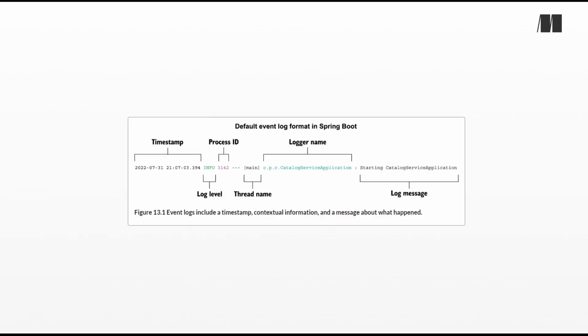By default, each event log provides essential information, including the date and time of the occurrence, the log level, the process identifier, PID, the name of the thread from which the event was triggered, the logger name, and the log message. If you check the application logs from a terminal that supports ANSI, the log messages will also be colored to improve readability. Figure 13.1. The logging format can be customized using the logging.pattern configuration property group. Figure 13.1. Event logs include a timestamp, contextual information, and a message about what happened.